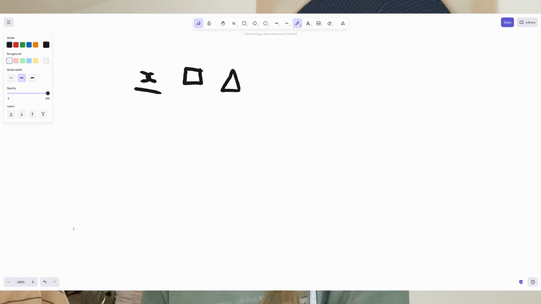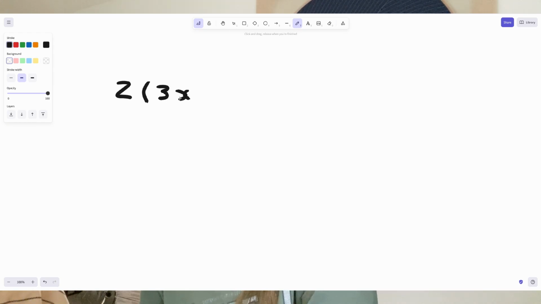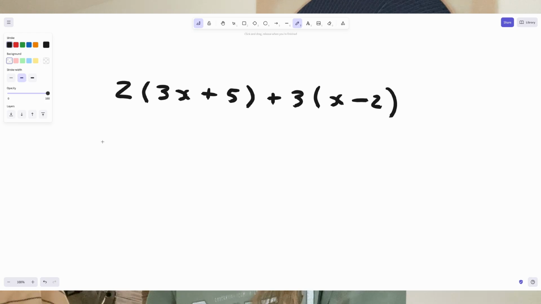So let's look at an example of that. So we're going to try simplifying 2 brackets 3x plus 5 close brackets plus 3 open brackets x minus 2. So we're going to expand the brackets first and then we're going to simplify. So let's try expanding this.